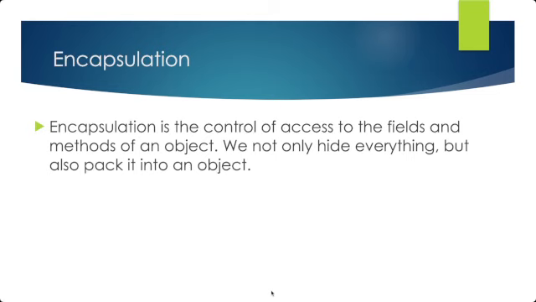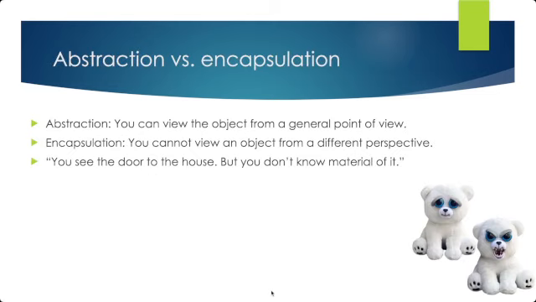and safe. And abstraction is very close to encapsulation, but they are different. Abstraction means that you can view the object from a general point of view. You only see the important parts, not the internal details. Here, you can see the door to the house, but you don't know what it is made of. Encapsulation means something else: the object hides everything inside and controls how you use it.